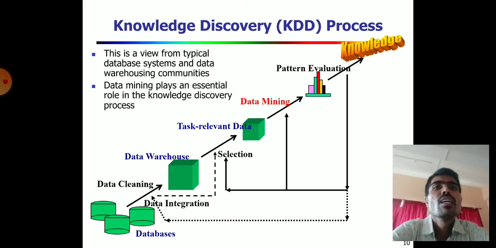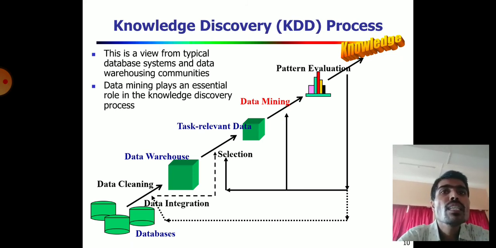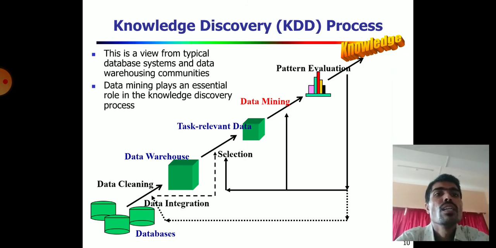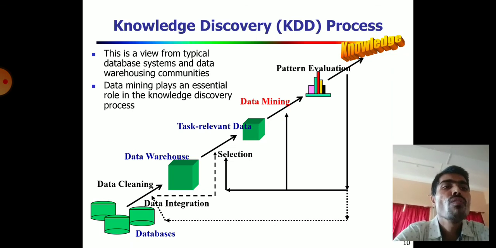The last one is then what? Interpreting the mined patterns, that is pattern evaluation. That is the last step where we get our knowledge, which is considered the discovered knowledge, the main output of our KDD process, that is knowledge discovery from a given large or huge amount of data. So this is the whole working of the knowledge discovery process.